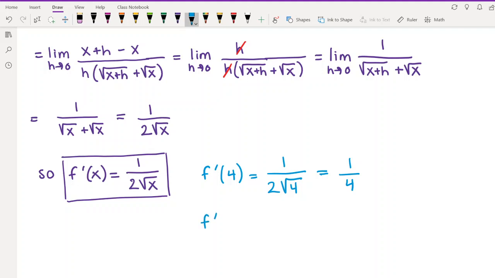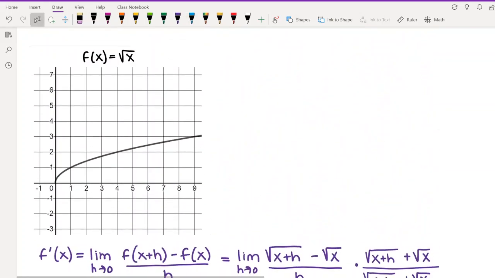Or if we wanted to figure out what's the slope of the tangent line at x is equal to 16, well, we would plug 16 in. And we would find out that the slope of the line tangent to the graph at x is equal to 16 is 1/8. Okay, so once again, I want to make that connection with the graph.